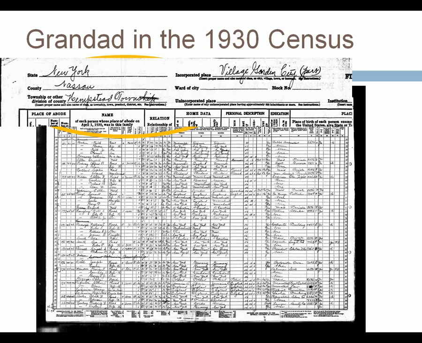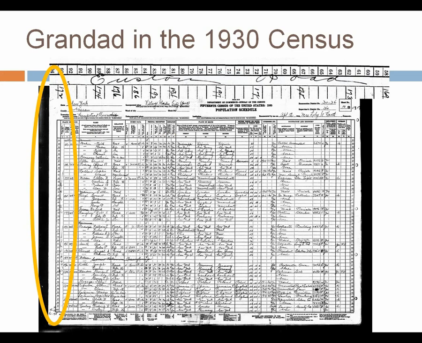So in the top left corner of the census page, it tells me where the family was enumerated. In the village of Garden City, looks like in parentheses it says part. Township or other division of county, Hempstead Township. The county of Nassau in New York.